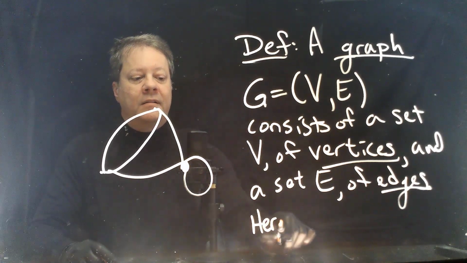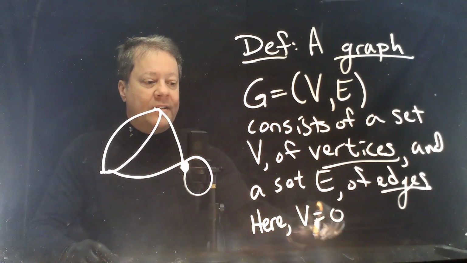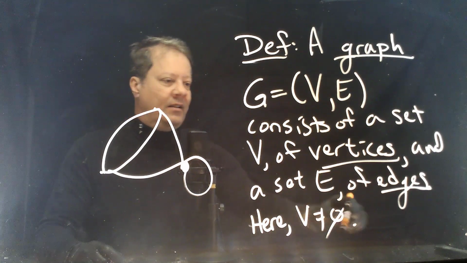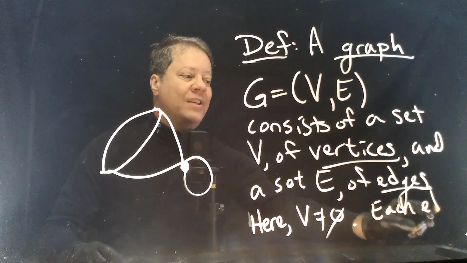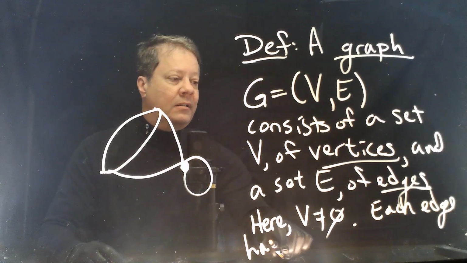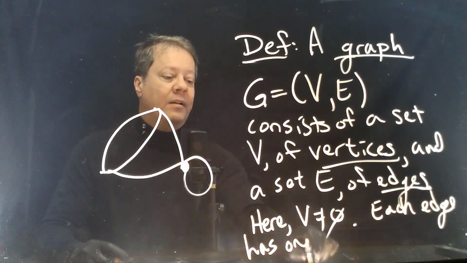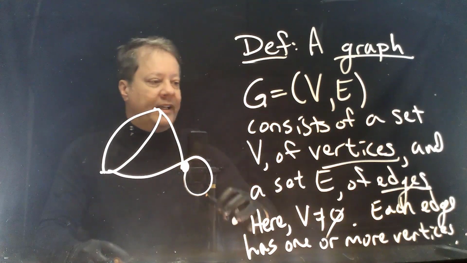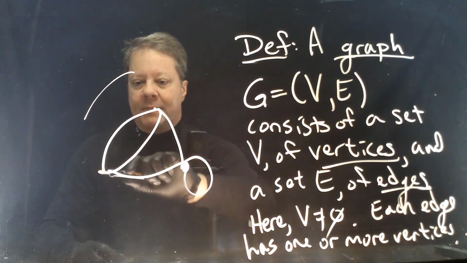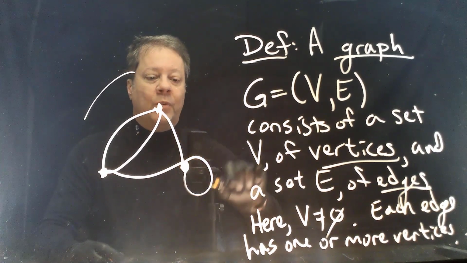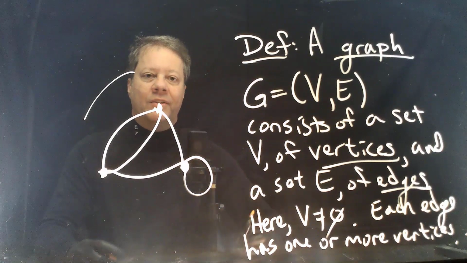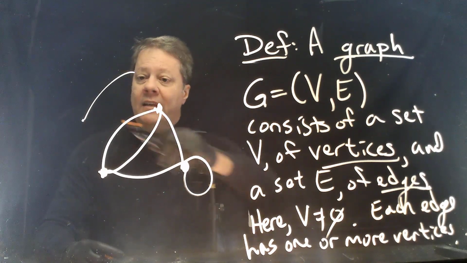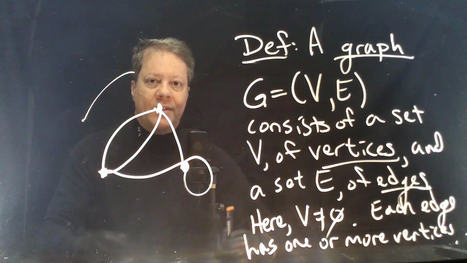Here, we assume that the vertices set is not empty. It's not the empty set. There has to be something in there. We also assume each edge is connected to one or more vertices. So we're not going to have edges out here not connected to vertices. It has to be connected to some kind of vertex. It could have only one vertex that it's connected to. It could loop around back onto itself. So those are the possible edges that we can allow, but not something that's disconnected from vertices. Each end of an edge must be connected to at least one vertex.